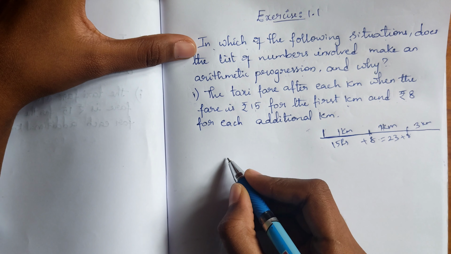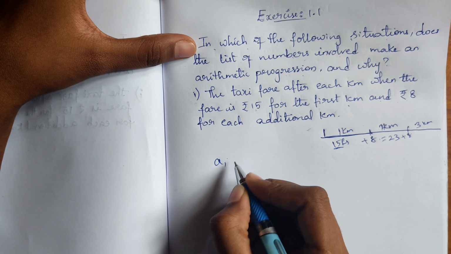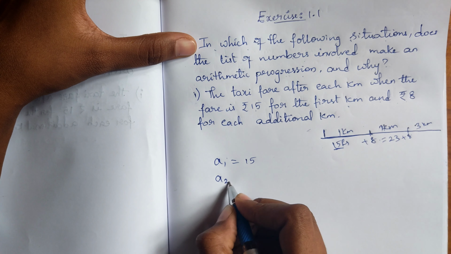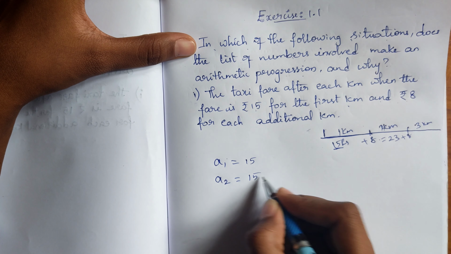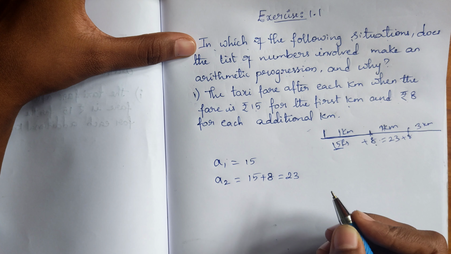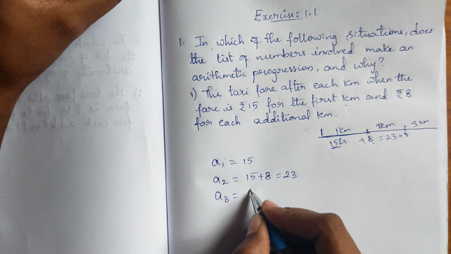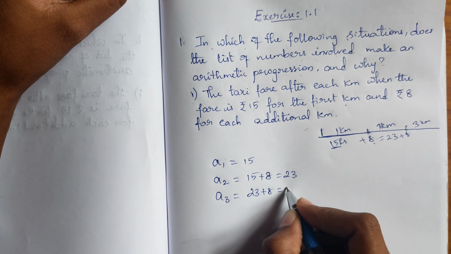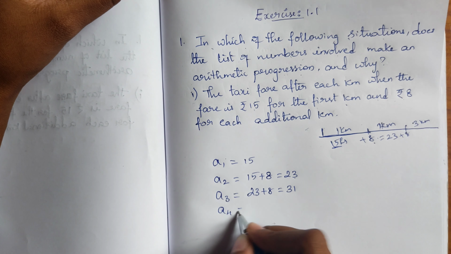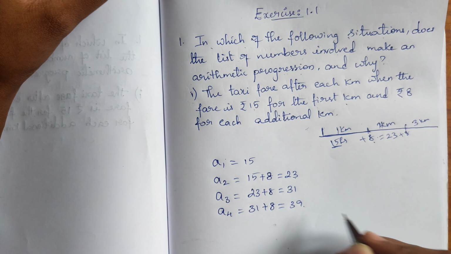So let us find the AP for that. For the first kilometer it is 15 rupees. So the first term, A1, is 15 rupees. The second term is 15 plus 8, which is 23 rupees. The third term: the second kilometer amount is 23, and 8 rupees will be added, so 23 plus 8 is 31. The fourth term will be 31 plus 8, which is 39. It will go on.